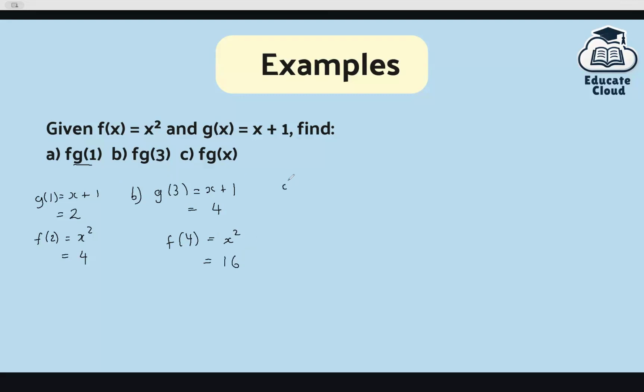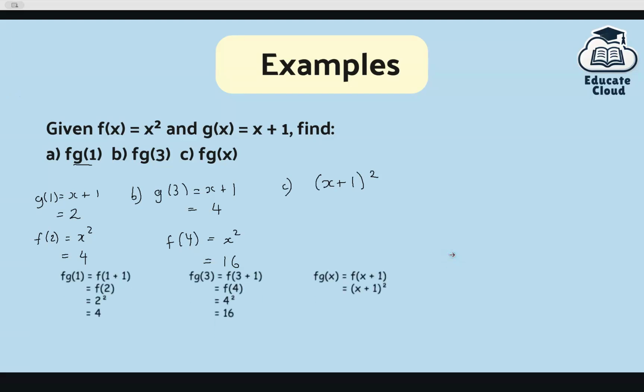Okay? And the third one is they want us to write this as f of g of x. So we get g of x, which is x plus 1, and we put it into f. But f of x was just x squared, so it's just squaring this whole thing. So my answer to f of g of x is x plus 1 all squared. Okay, so here's the answers. Have a check through that.